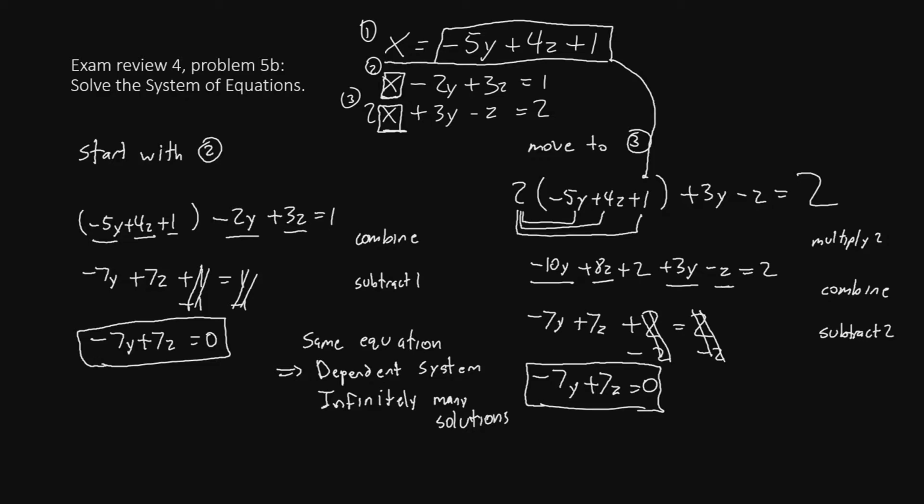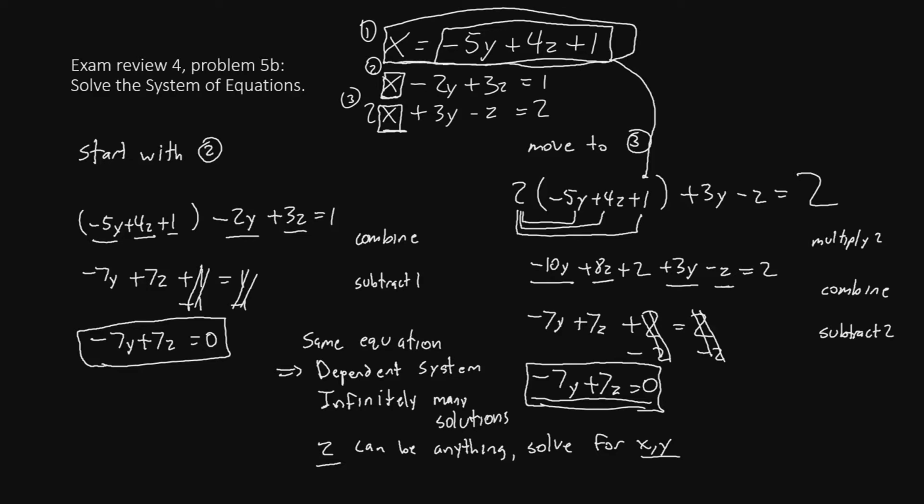So if you have infinitely many solutions, z can be anything. So the only letters we can solve for are just x and y. We're going to leave z as a letter and then solve for x and y. To do that, we're going to use this equation, negative 7y plus 7z equals 0, that we just wrote. And after that, once we know what y is, we can use equation number 1 here to solve for x. Let's try that now.